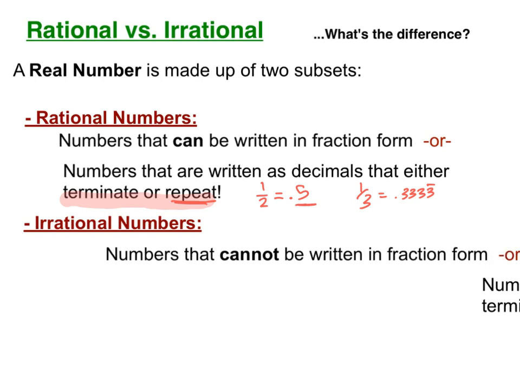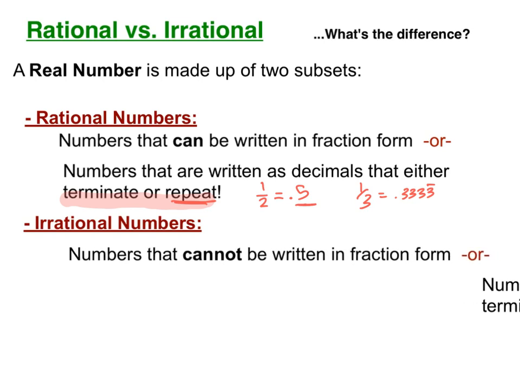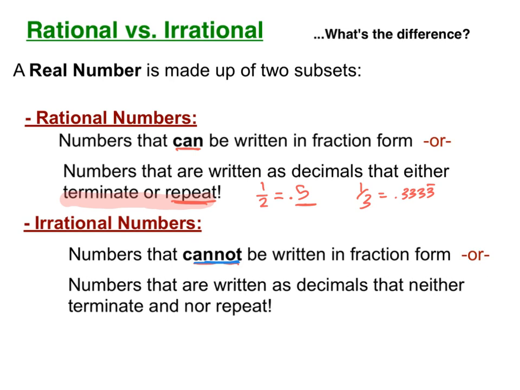Ready? They are numbers that cannot be written in fraction form, right? Instead of up above where I had "can," irrational numbers cannot be written in fraction form. And I bet you could figure out the next thing I'm going to pull over. They are numbers that then are written as decimals, and they neither terminate nor repeat.